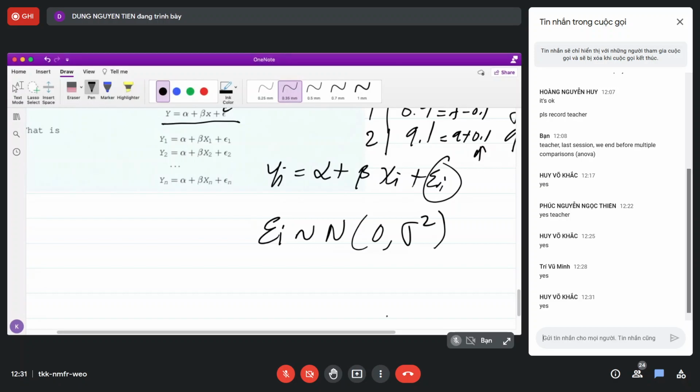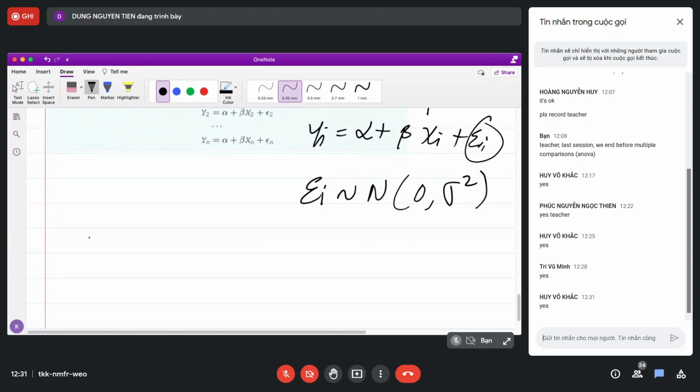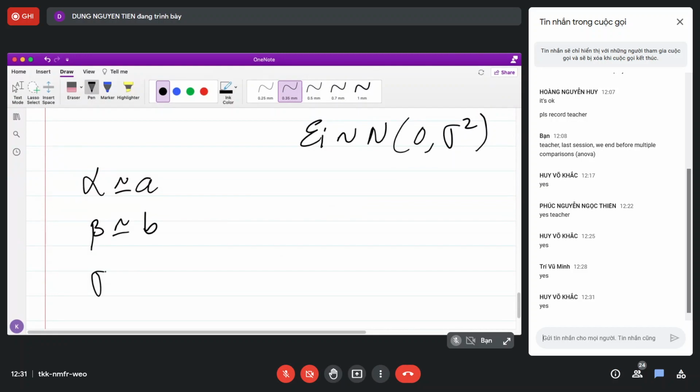Okay, and what we want to do next is to approximate alpha by A, to approximate beta by B, and also approximate sigma squared by S squared. Then we want to construct a confidence interval for alpha and beta. That is what we want to do.